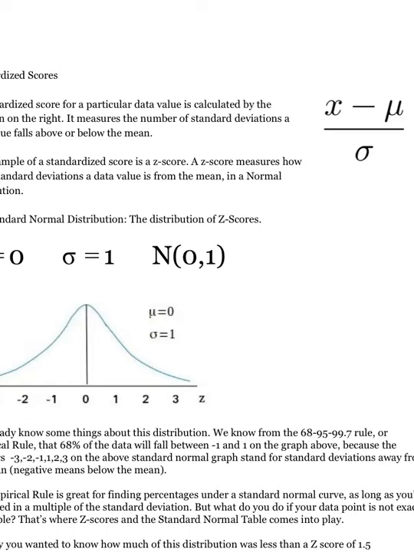Hello AP Stat students. Today's lesson is on the standard normal distribution. We're going to find out how we can use those z-scores to help us when we have a unimodal symmetric distribution, or the bell-shaped curve.